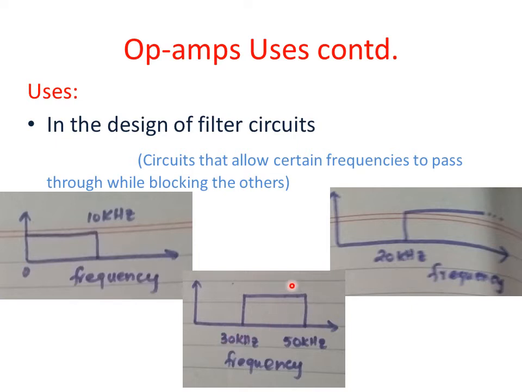Now you see, this is another filter which does not allow frequencies from 0 to below 30 kilohertz to pass through. Similarly, it does not allow frequencies above 50 kilohertz to pass through. It allows only a band of frequencies from 30 kilohertz to 50 kilohertz to pass through. Such a filter which allows only a band of frequencies to pass through is called a band pass filter.